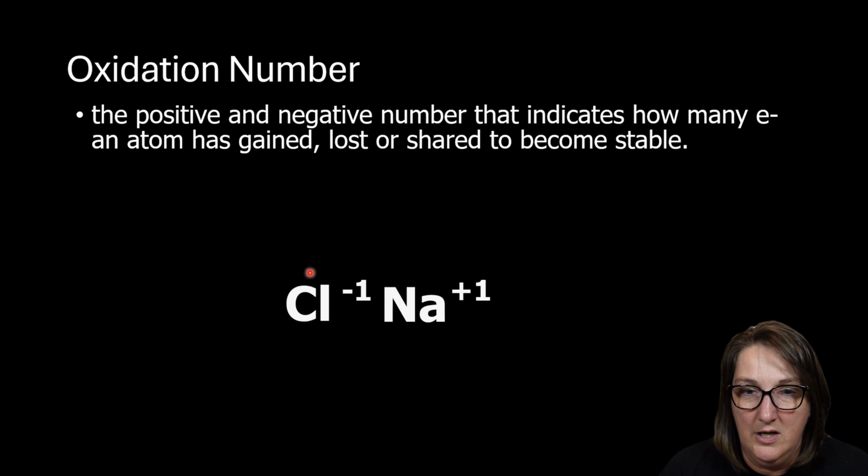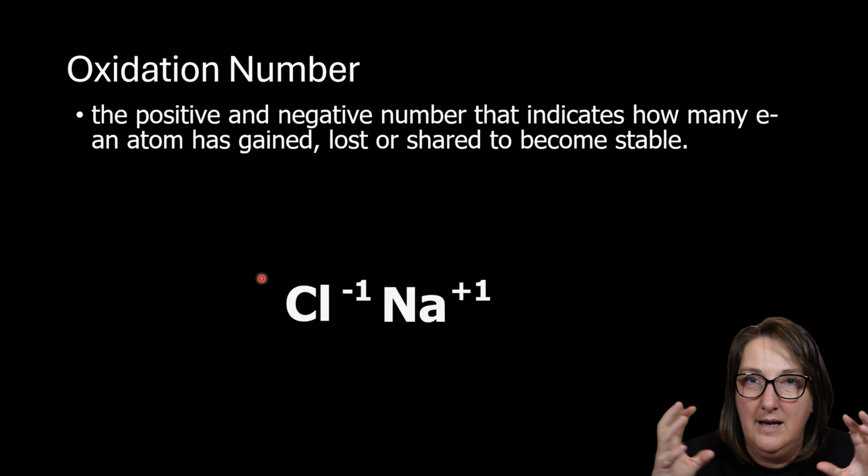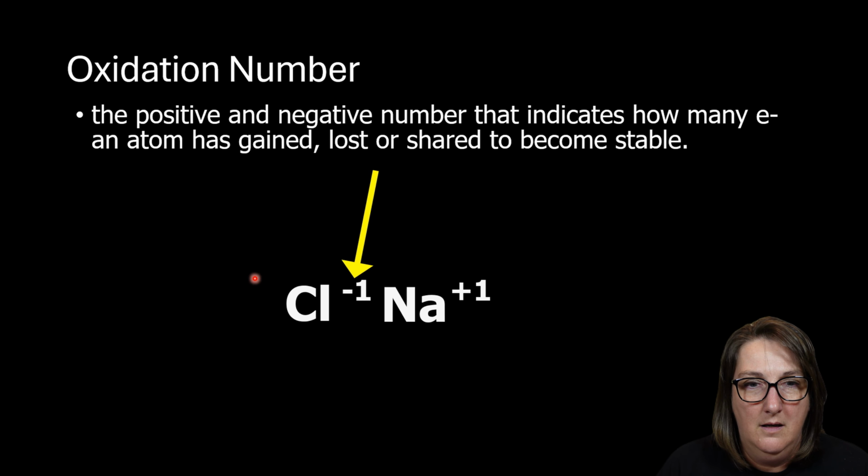And we call this an oxidation number. This is an oxidation number right here. So the positive and the negative number indicates how many electrons an atom has gained or lost or shared to become stable. So this is showing that they are sharing electrons or they've stolen electrons, they've transferred them. And now I have a charge. This change in charge, this opposite attraction, is what keeps sodium around chlorine and chlorine around sodium. It's like magnets. Negative opposites are going to attract. So those are your oxidation numbers.